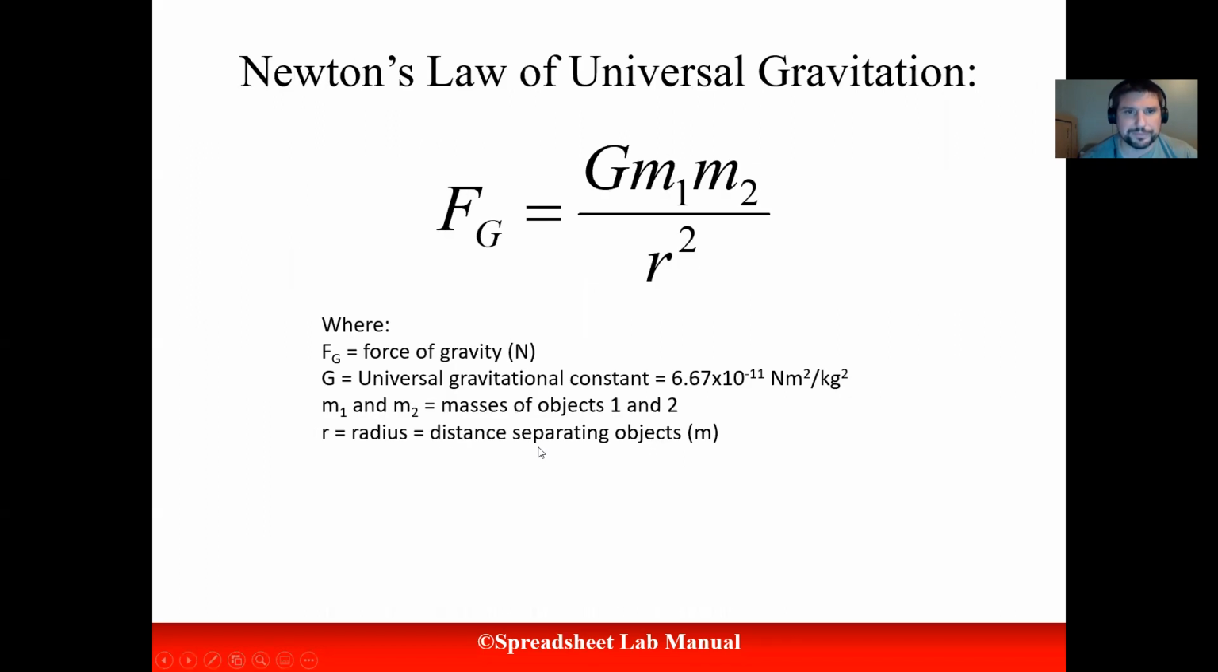Right. So this is our universal gravitation equation, where Fg is the force of gravity in newtons. G is our universal gravitational constant we just defined the other day. It's 6.67 times 10 to the minus 11 newton meter squared per kilogram squared. m1 and m2 are the masses of objects 1 and 2. So Newton's law of gravitation models gravity as a force between two masses. And then r is the distance separating the objects, in meters.